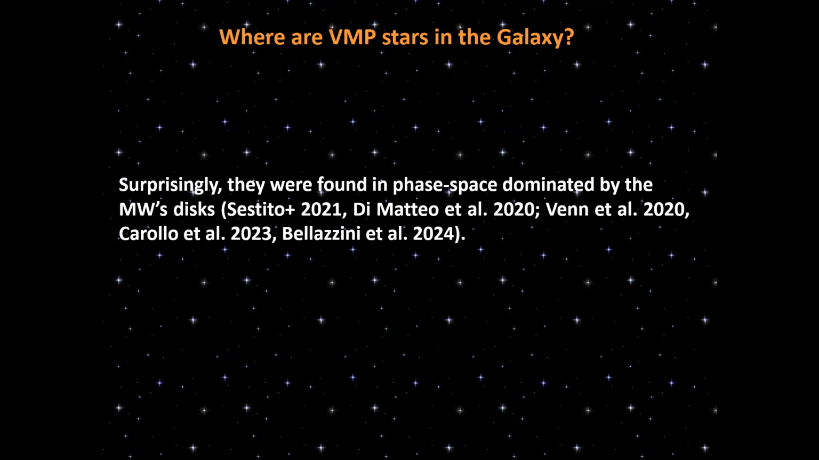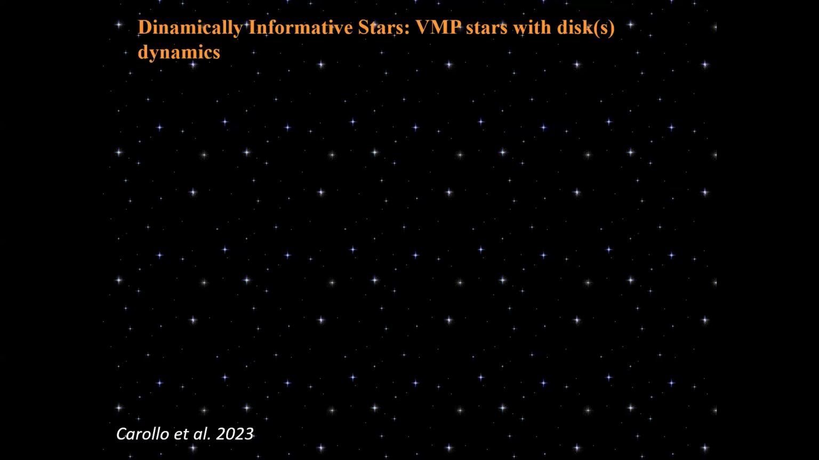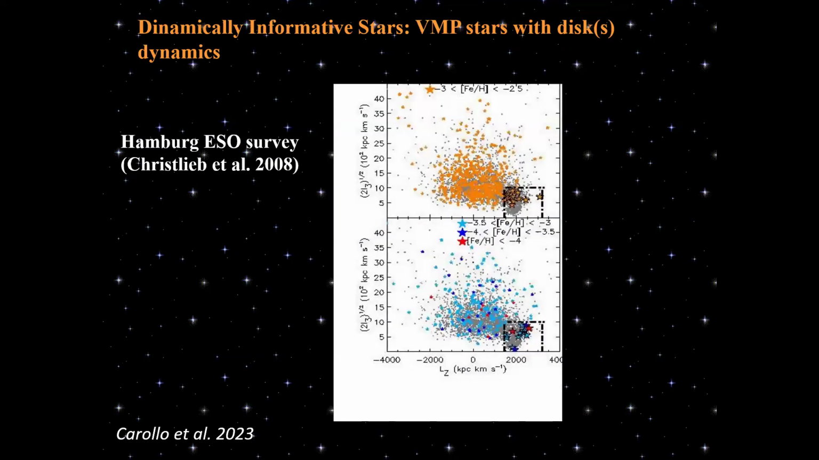So where are VMP stars in the galaxy? The halo, the outer halo in particular. But we also found these VMP stars in the disk, and there is also a paper from Michele that I'm mentioning, and one of my papers of last year. This is a different sample that we used, the Hamburg/ESO survey sample, and again, the third integral as a function of LZ for very metal poor stars.